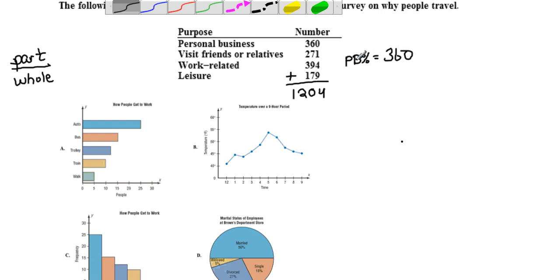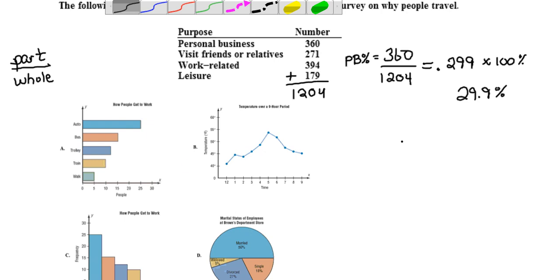our personal business percent would be to take the 360 and divide it by the whole, to find out what part of the whole I have. When I take 360 and divide it by 1204, I come out with a decimal equal to 0.299. If I multiply that number by 100, as in 100%, we come out with a percentage of 29.9%. So that's how they're going to get the percentages if you needed to. Okay, so that would be part one.